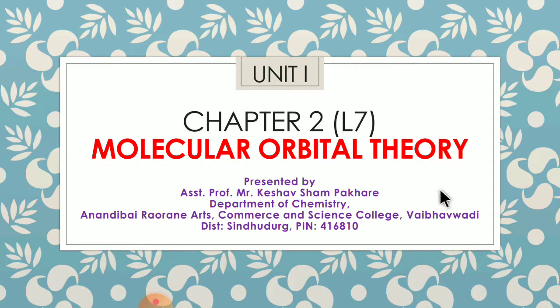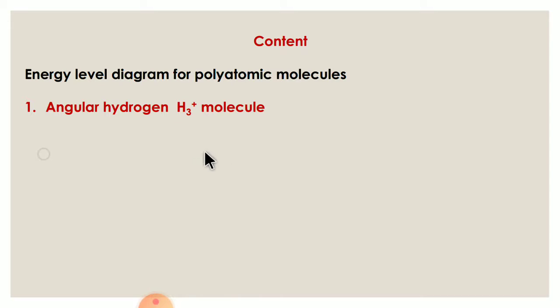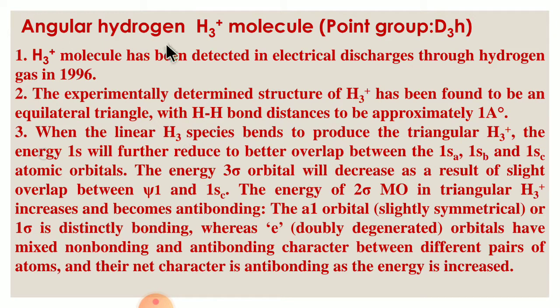Today we will see unit number 1, chapter number 2, lecture 7, Molecular Orbital Theory. The content of this video is the energy level diagram for polyatomic molecules. We have already seen the first example of a polyatomic molecule, that is the H3 molecule. In this video we will see the angular hydrogen H3 plus molecule, which has the point group D3h.